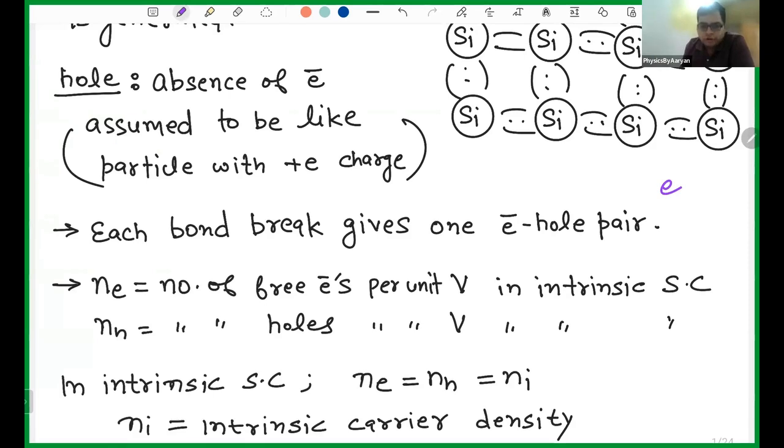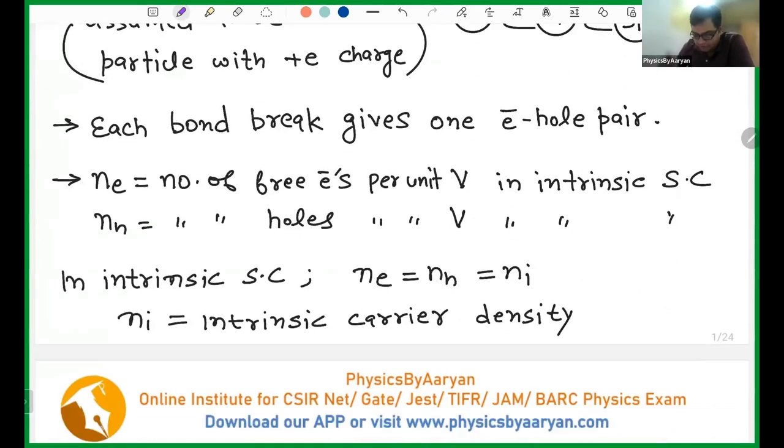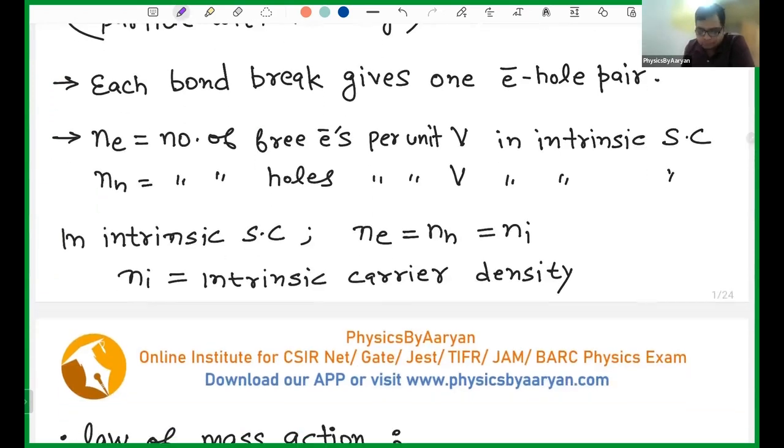E. Okay. Now, in intrinsic semiconductors, we define some parameters, for example, Ne. What is Ne? It is the number of free electrons per unit volume. And what is Nh? The number of holes per unit volume. Can anyone guess the number? Approximately how many free electrons are there per unit volume in any normal semiconductor you have in your hand? Can anyone guess the number?